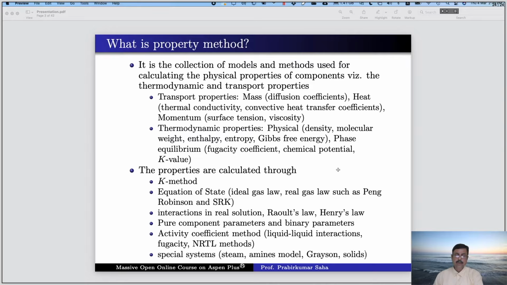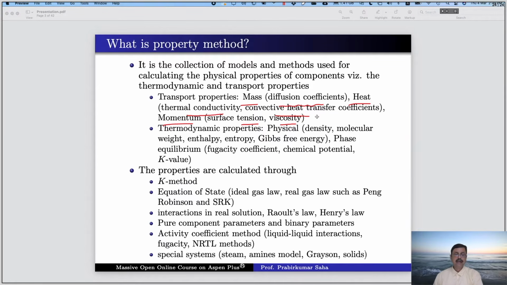What are the transport properties? We have 3 types of transport properties related to mass, heat, and momentum. For mass, we have diffusion coefficients. For heat, thermal conductivity and convective heat transfer coefficients. And for momentum, we have surface tension, viscosity, etc.